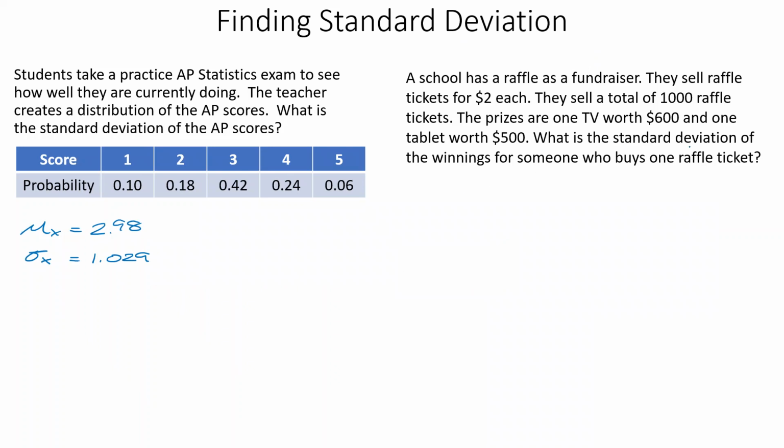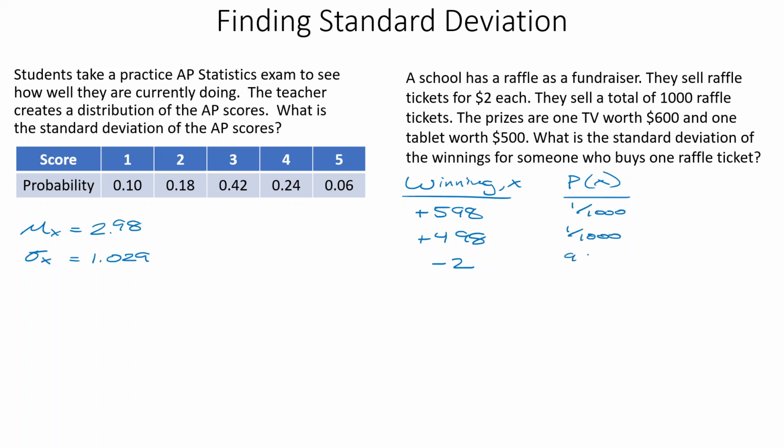All right. Same thing over here. We can find the standard deviation for our tickets here. So remember we were looking at winnings as our x, and then we were looking at the probabilities of each of those x's. So we could win the TV, in which case we were up $598. We could win the tablet, in which case we were up $498. Or we could just buy a ticket and nothing else, which means we lose $2. This had a probability of 1 out of 1,000. This also had a probability of 1 out of 1,000. And this had a probability of 998 out of 1,000, all the rest of them.